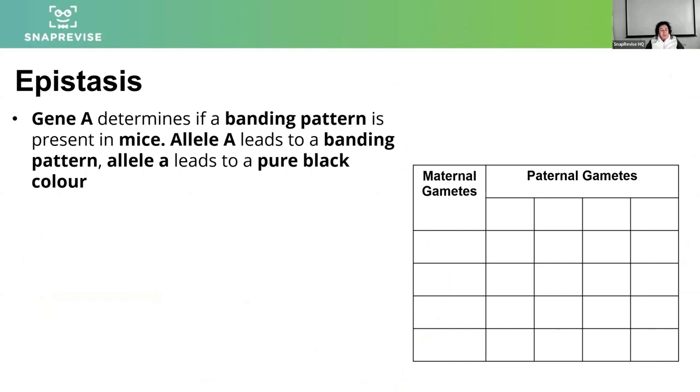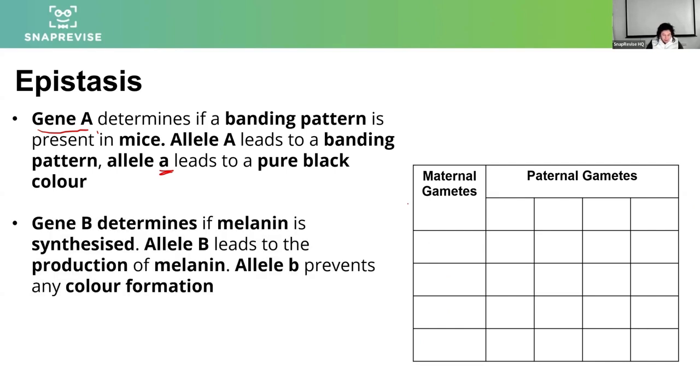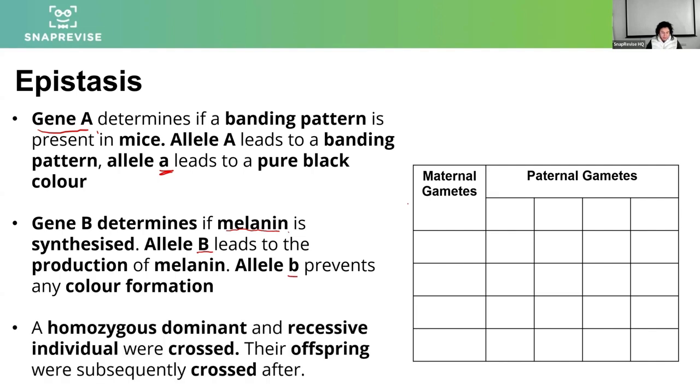So let's, for example, say that gene A determines if a banding pattern is present in mice. Allele A leads to a banding pattern, and a lowercase a leads to a pure black color. A second gene, B, determines whether melanin is going to be synthesized at all, because without melanin, we can't have a black color, and we can't even have a banding color because there's no pigment there. Allele upper B leads to the production of melanin, lowercase b prevents any color formation. So it's a mutated version of the gene that codes for melanin, that doesn't allow the animal to make any melanin.